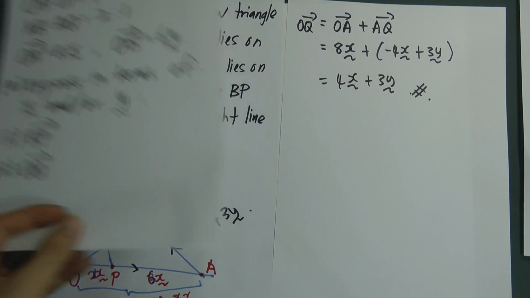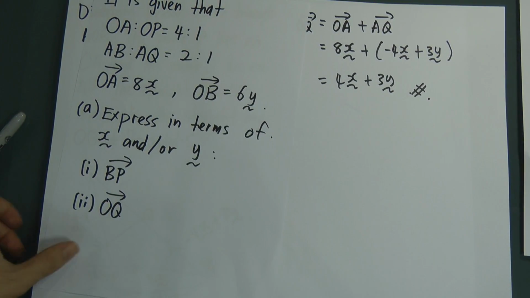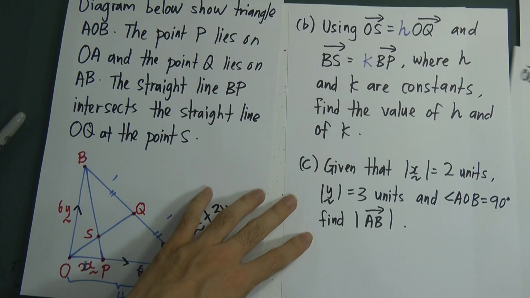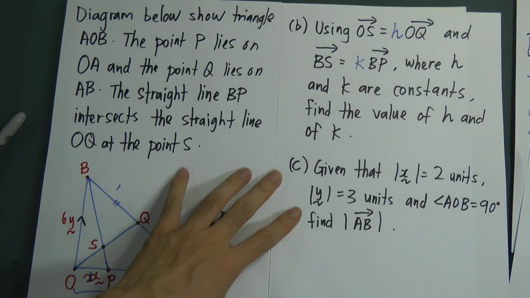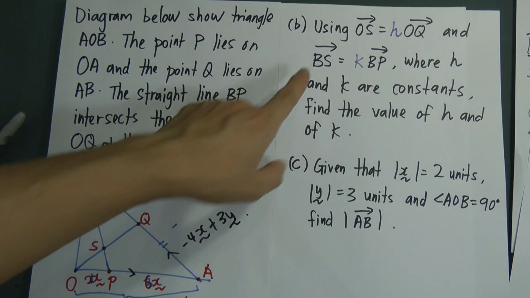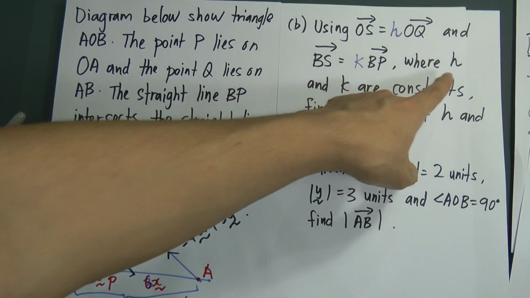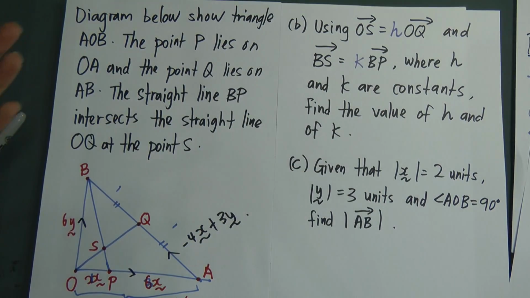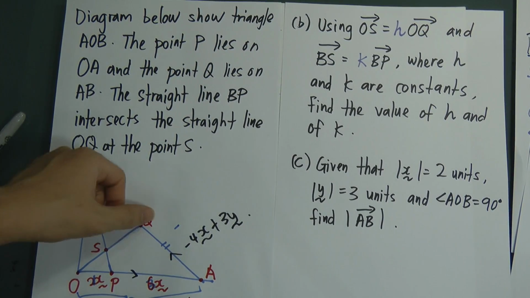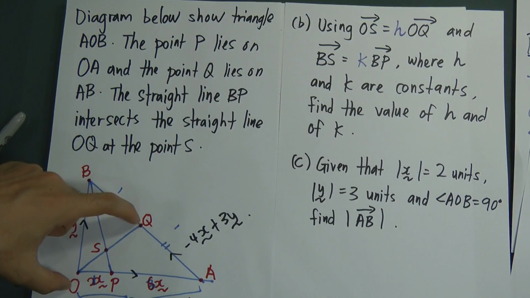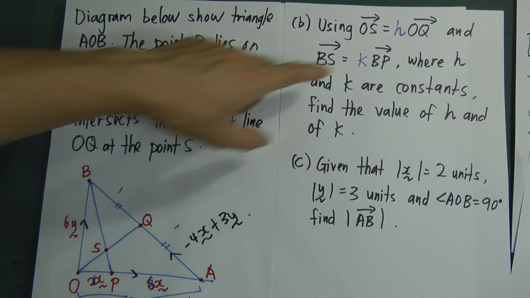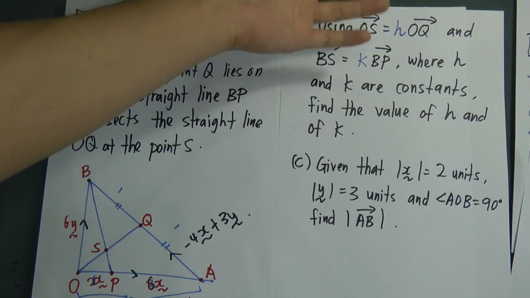Now we have done the first part, finding BP and OQ. Then we go to the second part. The second part of the question says that using OS equal to HOQ and BS equal to KBP, where H and K are constants. What's the meaning? It means OS will equal HOQ. They do not know the ratio between OS and OQ, so he put H. H is a constant, H is a number.